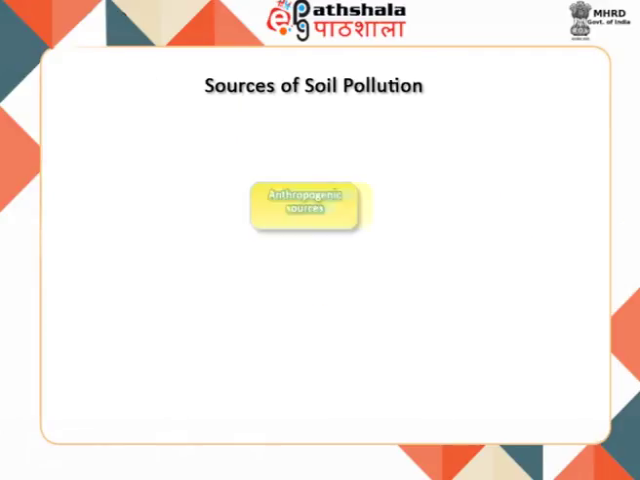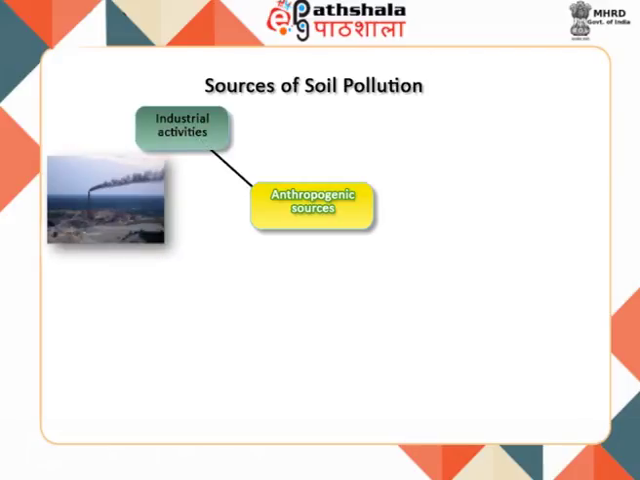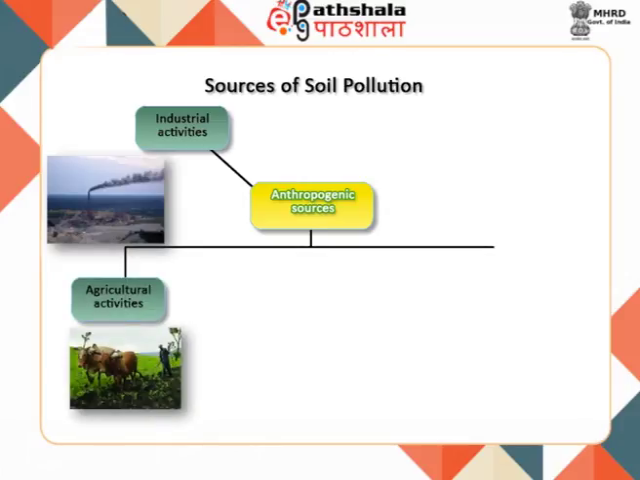The anthropogenic sources are those created by humans. Some major sources are industrial activities. Most industries, such as iron ore or coal, are dependent on extracting minerals from the earth. Their byproducts are contaminated and they are not disposed of in a safe manner, due to which soil surface becomes unsuitable for use.